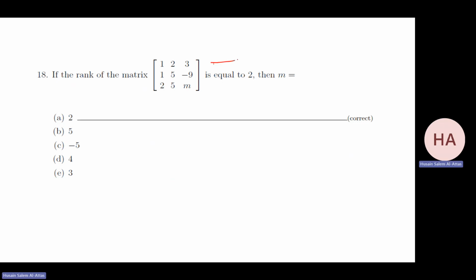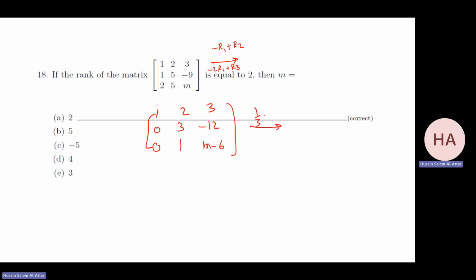Okay, we did it before. Let me do it again. So I have minus R1 plus R2, minus 2 R1 plus R3. 1, 2, 3. By minus 1 and add, that is 0. Minus 1 and add, that will be 3. Minus 1 and add, that's minus 12. By minus 2 and add, that is 0. Minus 2 and add, that will be 1. Minus 2, so I have M minus 6.